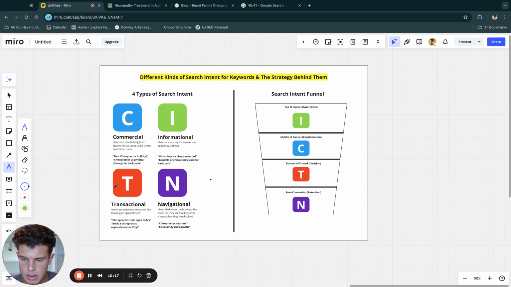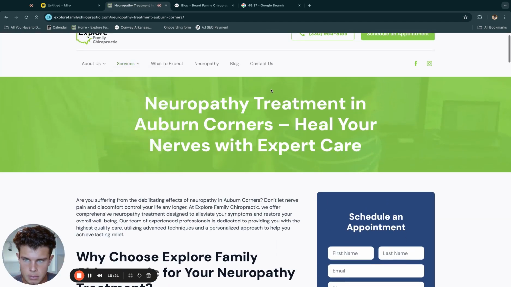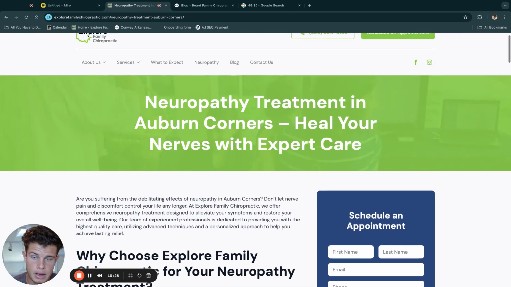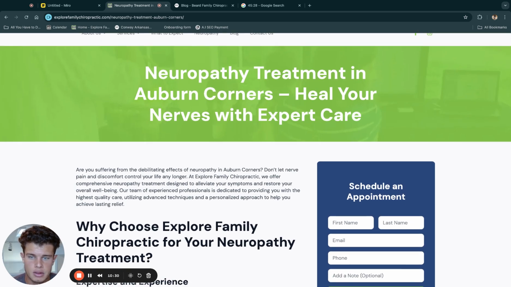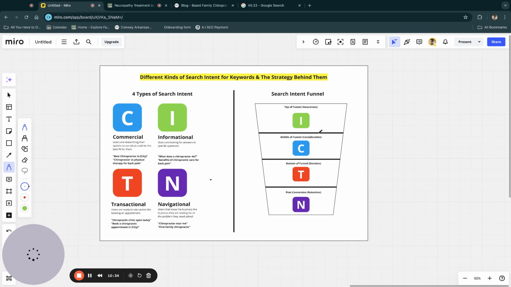Now, where the transactional comes in is we'll create these local service pages. Because now once potential patients know more about us, they're like, okay, I want to go with this practice. We want to make sure that we have these pages that can answer any questions that they have about the service and then be able to capture the information. So that's the transactional part.